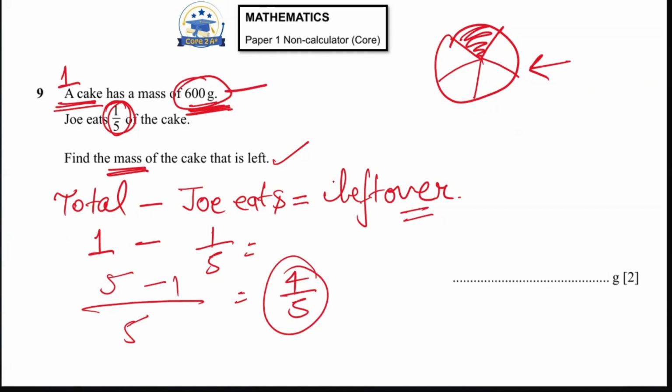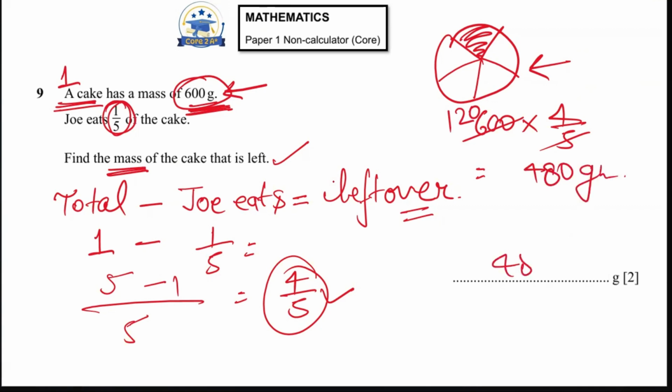Okay, so the full mass is 600 grams. Now rest is how much part is left? 4/5. Now just cancel it. 5 times 1 is 5. 5 times 2 is 10. So 12 times 4, 48, and 1 more 0. Yes. So 480 grams cake left, right? That's the meaning of the question.